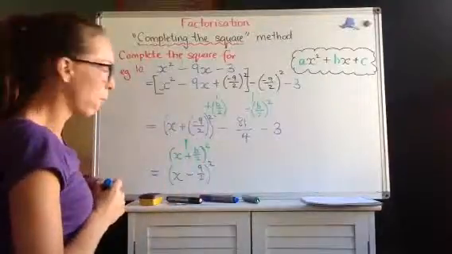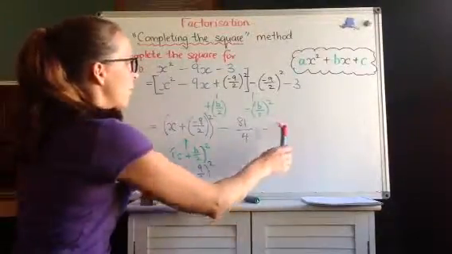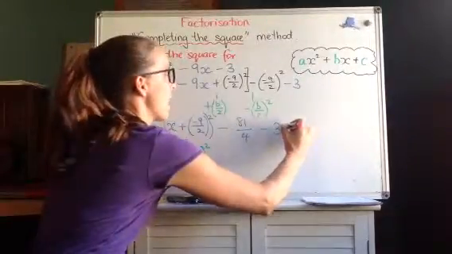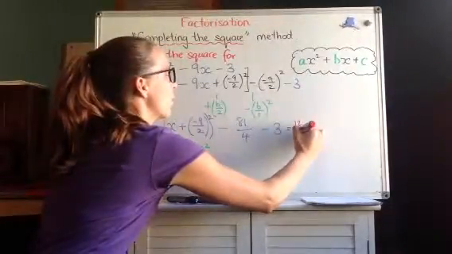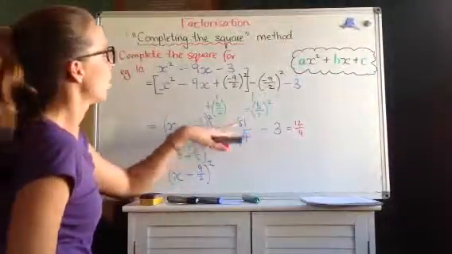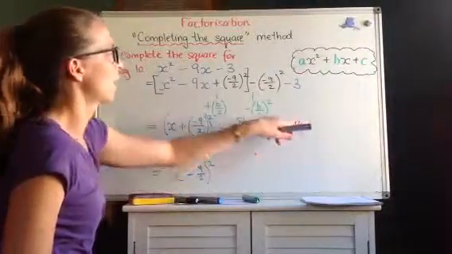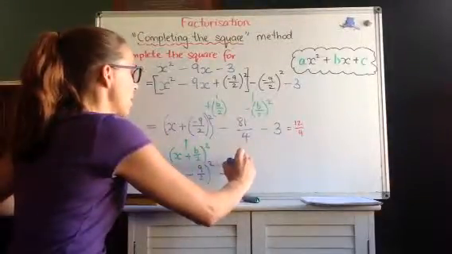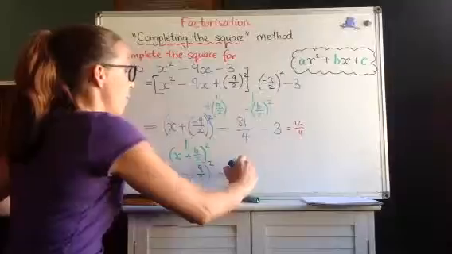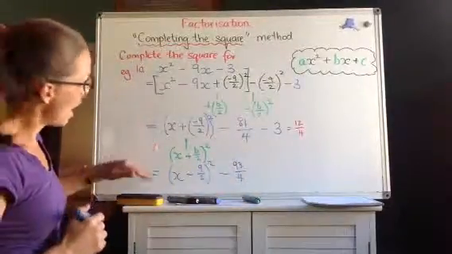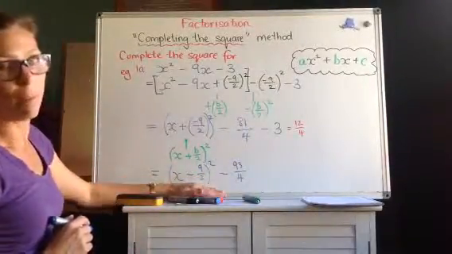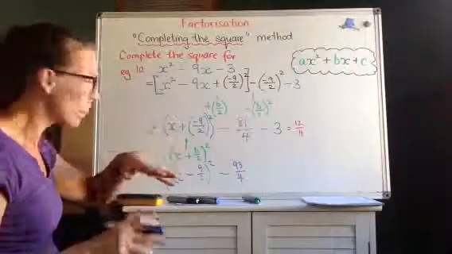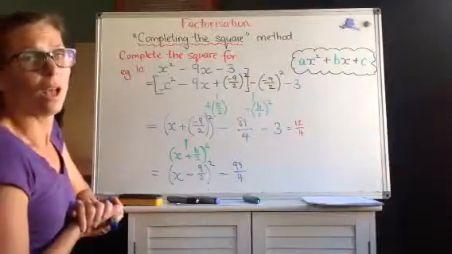Now negative 81 on 4, I have to think to myself, well, what is 3? 3 is the same as 12 on 4. That will help me do this. So negative 81 take 12 is going to be negative 93 on 4. So now I've got my bracket squared, subtract another number. And that's what I was looking for. Have a look at that.